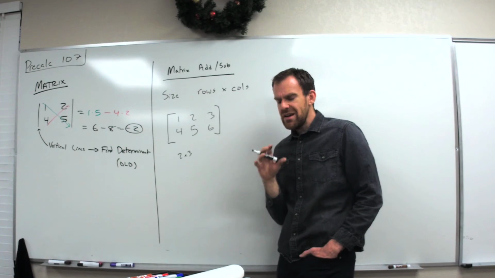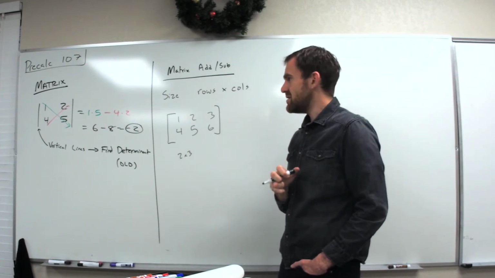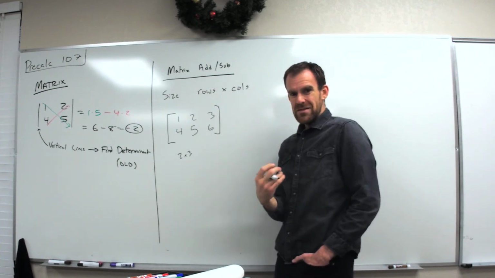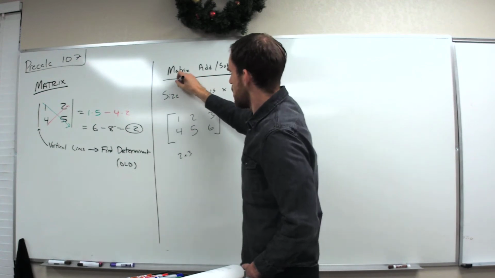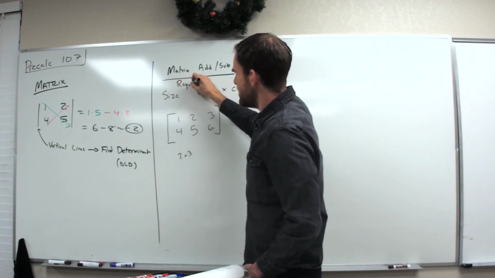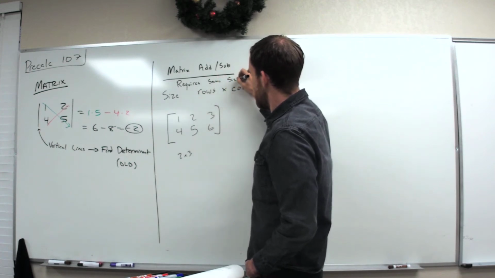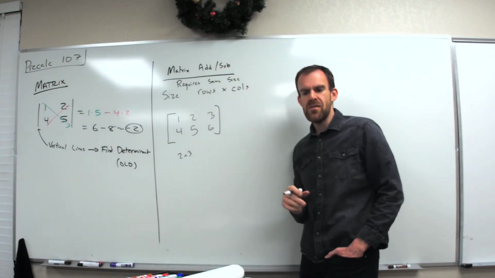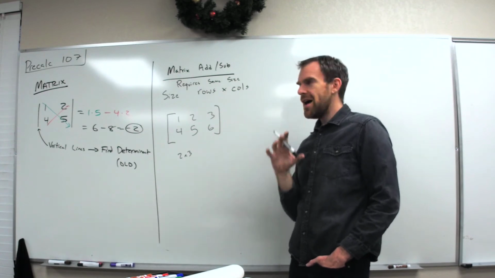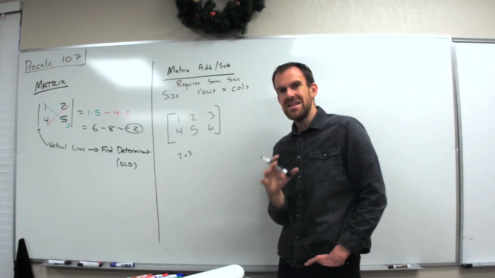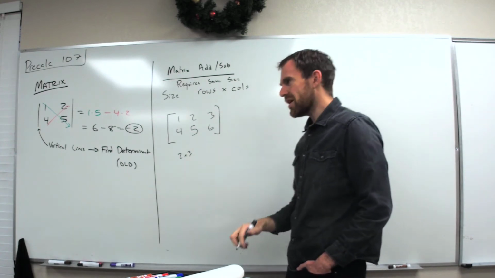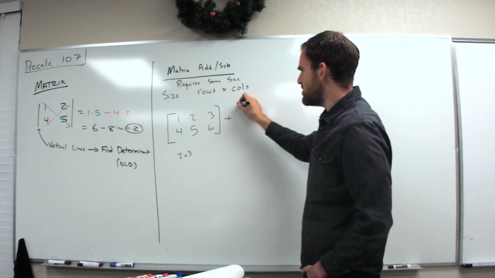Now, the key to addition and subtraction is this. You must have the same size. Sorry, all you pen writers, you're going to have to fit that in there between my comments. So, in order to add matrices, they must be the same size. Otherwise, it won't work out. So let's add these two matrices.